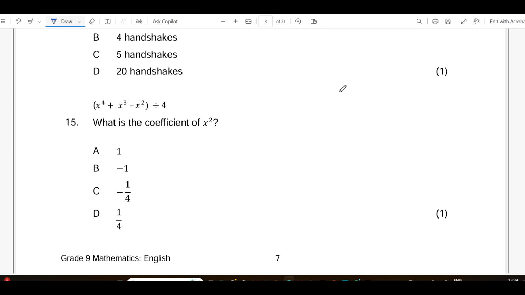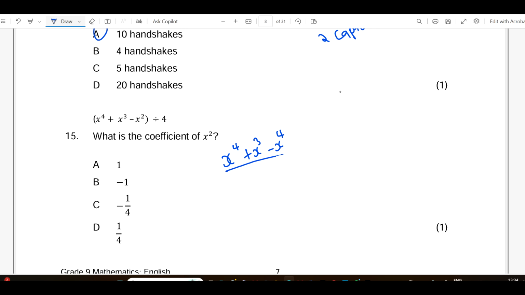What is the coefficient of x squared? In order for us to get the coefficient, we start by simplifying. It's going to be x^4 plus x^3 minus x squared, divided by 4. Everything will be divisible by 4. It's going to be x^4 divided by 4 plus x^3 divided by 4 minus x^2 divided by 4.